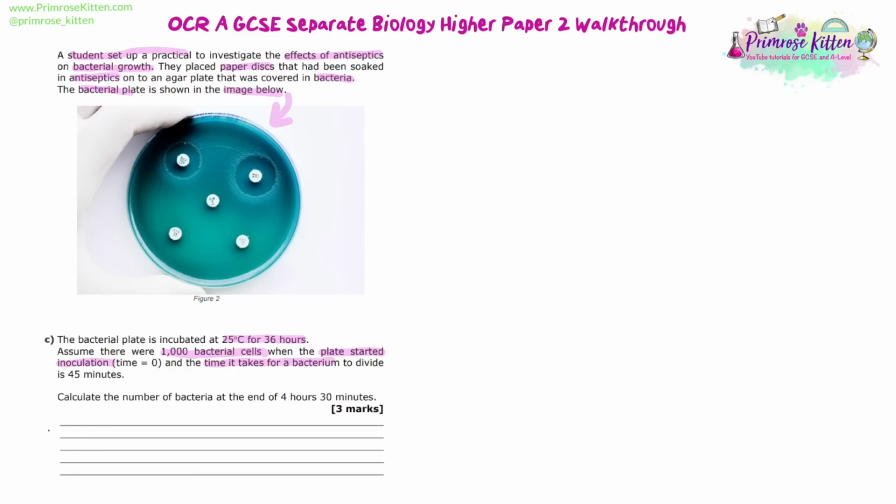Assume there were 1,000 bacterial cells when the plate started inoculation, when time equals 0, and the time it takes for a bacterium to divide is 45 minutes. Calculate the number of bacteria at the end of 4 hours and 30 minutes. Okay, so this is just a maths question because it's asking us to calculate. So it doesn't necessarily always rely on us having to use any of our biological knowledge here. But what we do need to understand, obviously, is that when it says the bacterium divide, they divide into two. We should know that bacteria divide by binary fission, and they split into two.